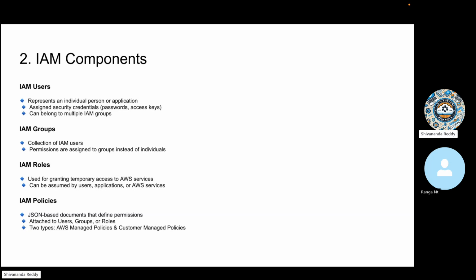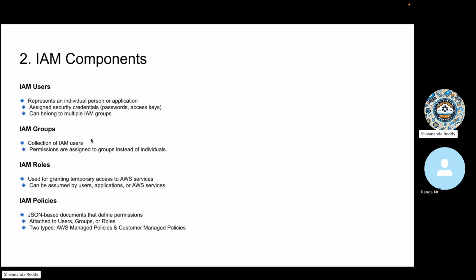But senior folks will also be in this group, and they require more permissions, right? For them, we'll create one more group, and all senior folks will be added to that group. That's the reason I mentioned it here: a user can belong to multiple IAM groups. That means one user can belong to multiple groups, based upon their junior or senior level and their experience. That's about users and groups.